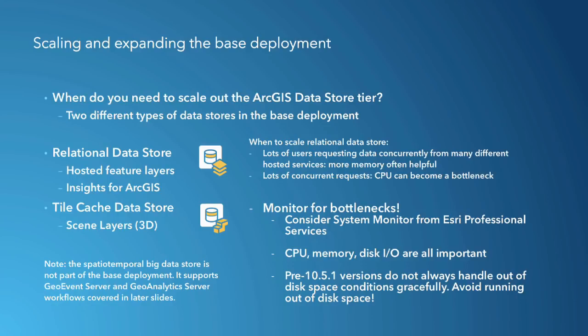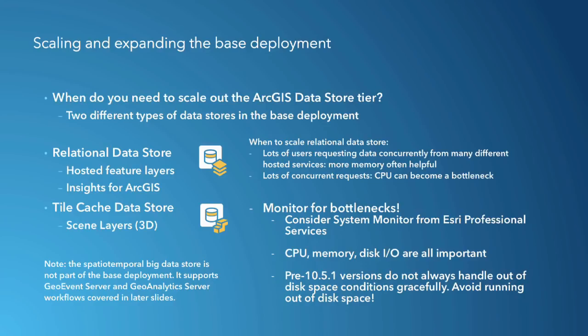What you need to look at is if you are seeing a lot of CPU consumption at the relational data store tier, that's an indication you need to scale out, and probably because your users are hitting a bigger combination of these hosted feature layers that you have in there. Or maybe you have Insights and they're doing a lot of analysis.